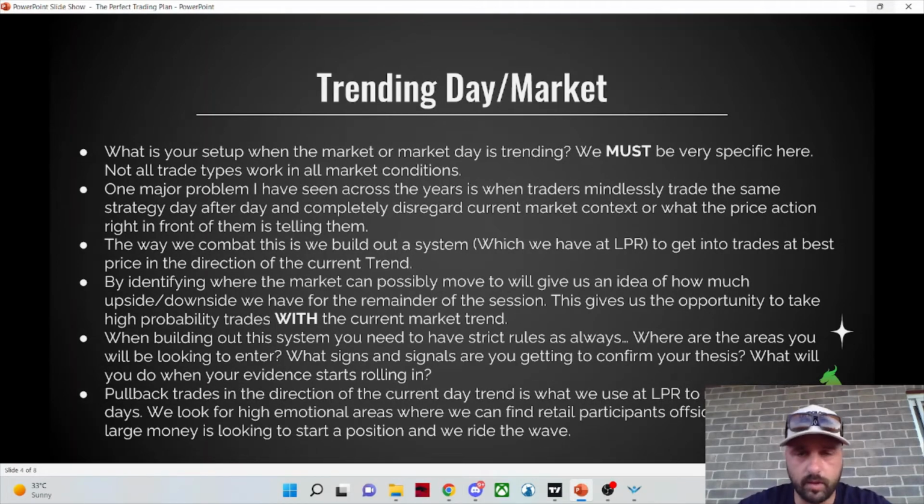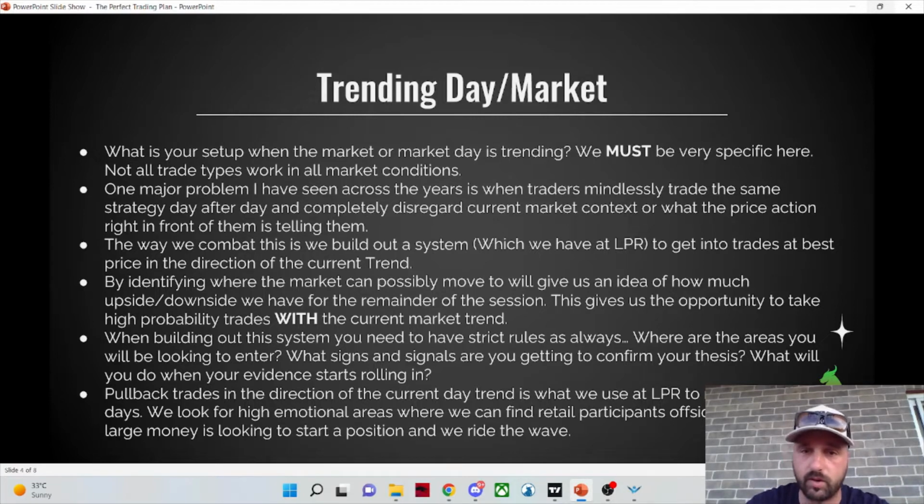So a trending day in the market. How do we establish what to do on a trending day versus a ranging day versus different market context days in the market? So what is your setup when the market or market day is trending? We must be very specific here. Not all trade types work in all market conditions. I see people trading a range-bound market as if they were trend trading it. Then by the time they recognize the market's ranging, which is days, weeks, or even months, they say, oh, the market's ranging. Well, now I'm going to change some stuff up and do some crazy stuff, and then it goes back to trending. You have to be able to recognize what market condition you're in.